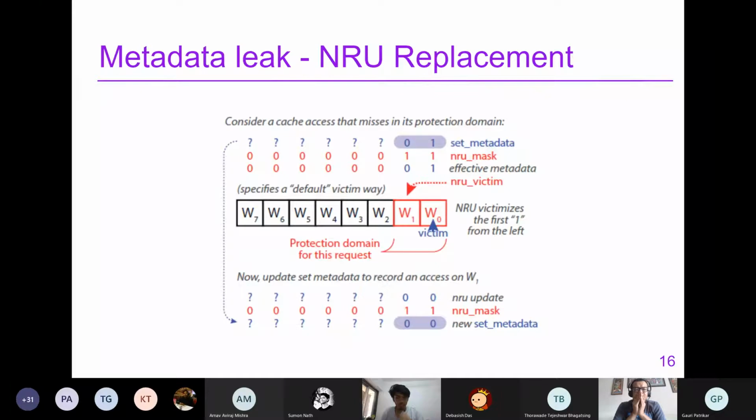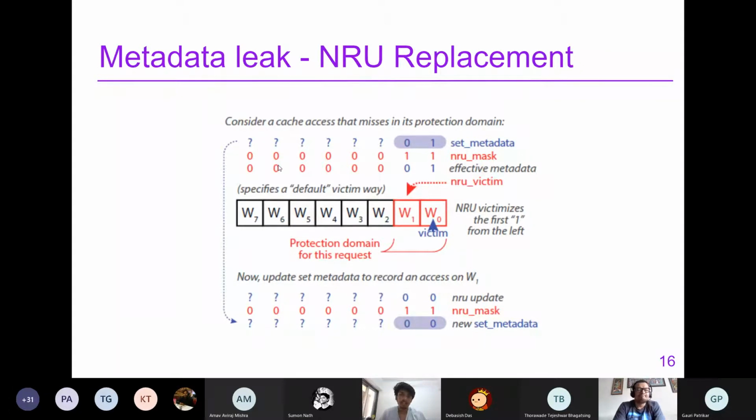Now one more thing this method tackles is that until now what we were seeing was just cache tag state based attacks, but there can also be an attack based on the metadata. I will explain that using the NRU replacement policy, which is not recently used. So let's ignore the second and third lines for now.